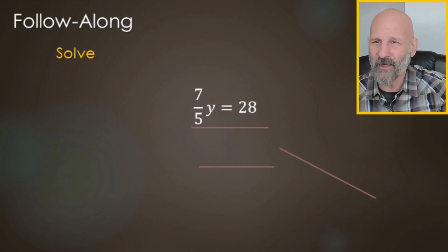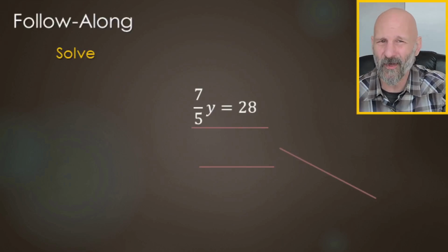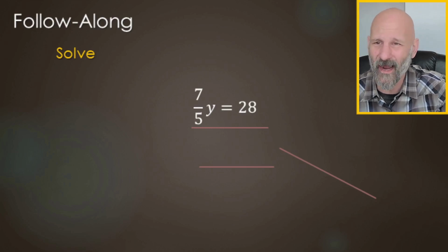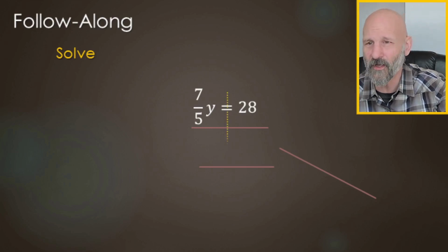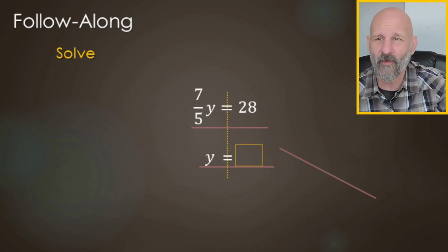Just follow along with this one here. This is actually a one-step equation, but people see the fractions a lot of times they freak out. So here we go. Just follow along here. So our answer is going to look like this. We're going to have y equals and then whatever the value is.